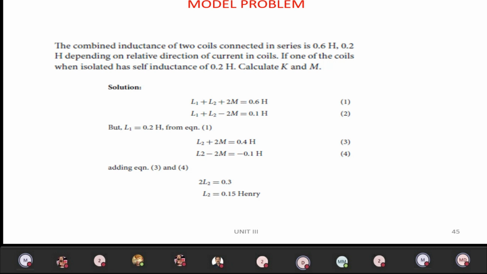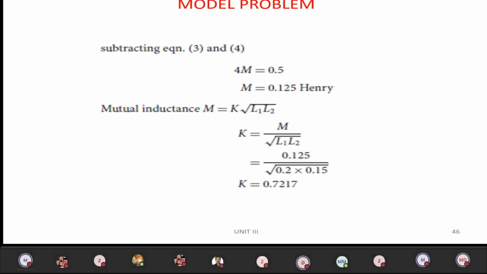Similarly, we can find out the coefficient of coupling: K equal to M by root of L1 L2. After finding out the mutual inductance and the inductances, you can find the coefficient of coupling. These model problems you can expect in the GATE paper for 2 marks. All will be very simple.